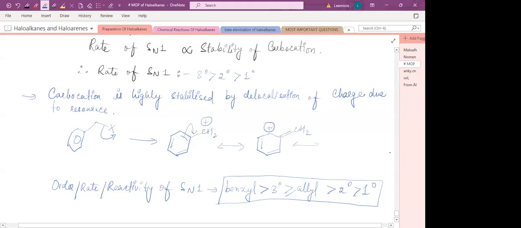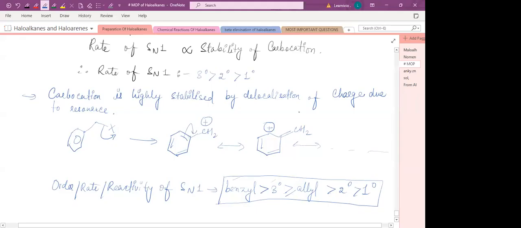Similarly, you can keep drawing further resonating structures, right? And you will get that the carbocation is highly stabilized by delocalization of electrons, right? So the more the delocalization of electrons, the more the benzene rings on the alpha carbon, just remember, the more will be the rate of reaction, right? The more the carbocation is stabilized. So that's why it is highest in benzyl, then 3 degree, then allyl.